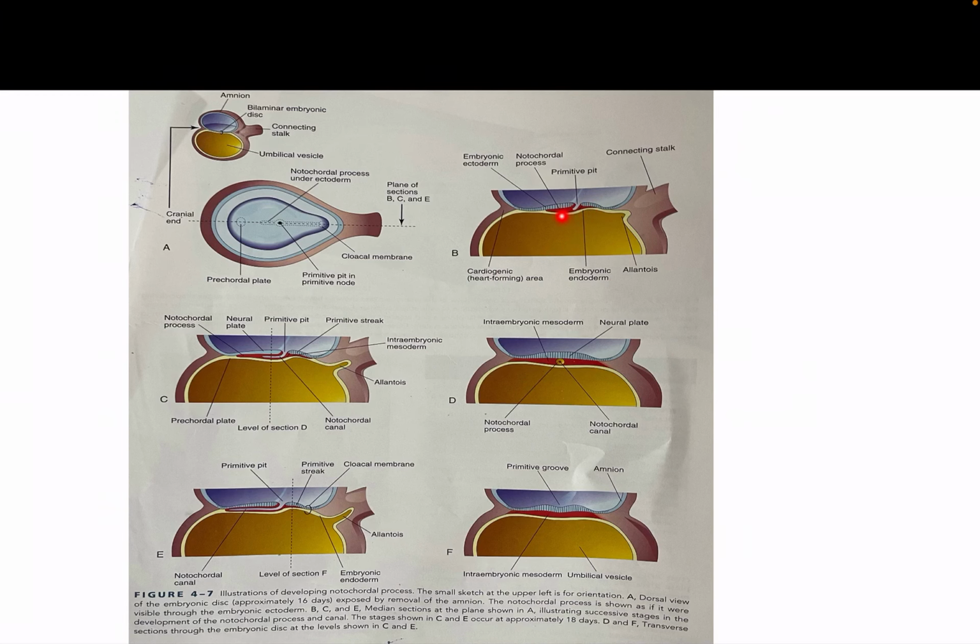Here is shown the cells ingressing between epiblast and hypoblast, and this red is the intraembryonic mesoderm with the notochord in between them, and this is the intraembryonic mesoderm. So three layers are completed in gastrulation: ectoderm, mesoderm, and endoderm.